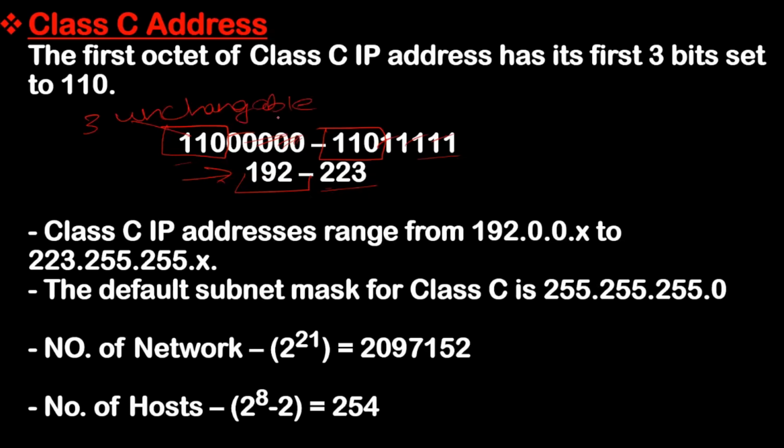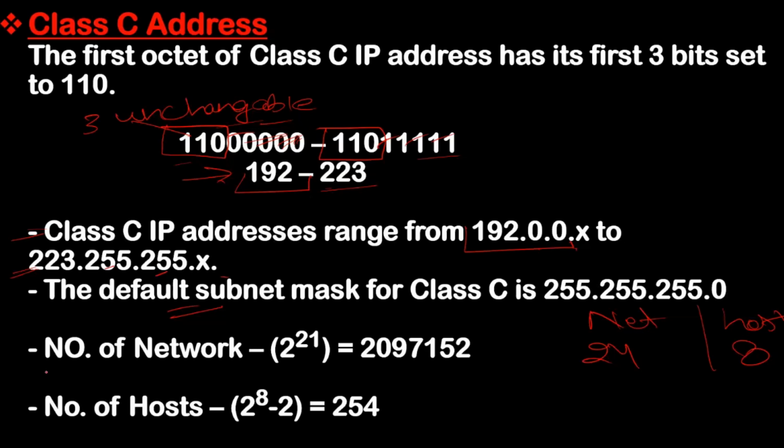Here, the class C IP address range starts from 192.0.0.0. This is the first network, and the last network will be 223.255.255, and the last octet is the host part. Now, if we talk about the default subnet mask, it is 255.255.255. If you count the network bits and host bits, in the network we have 24 and in the host we have 8.